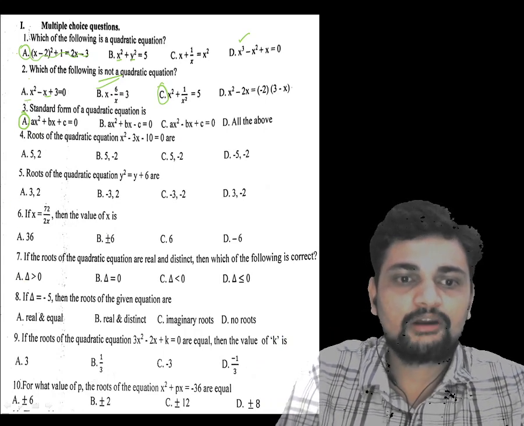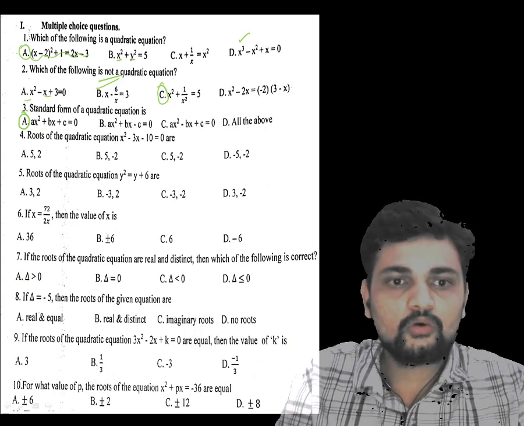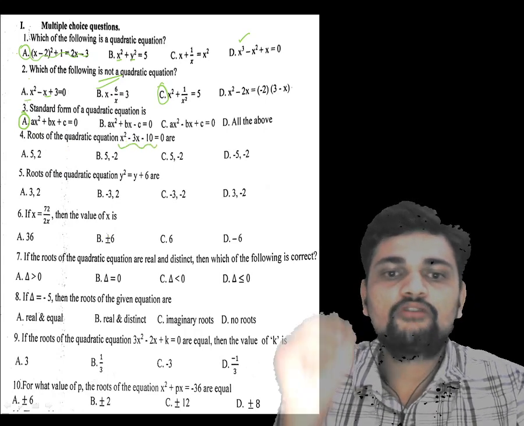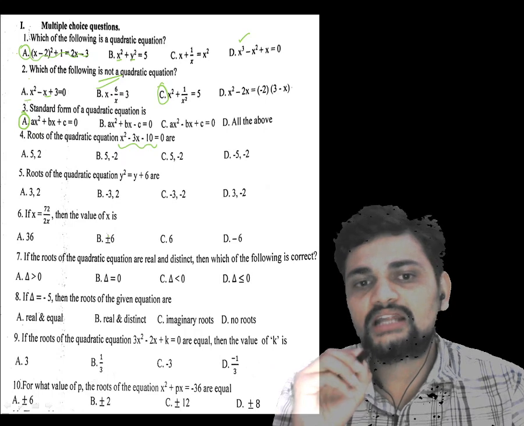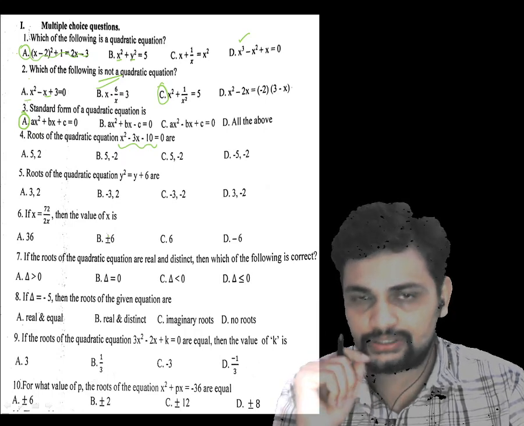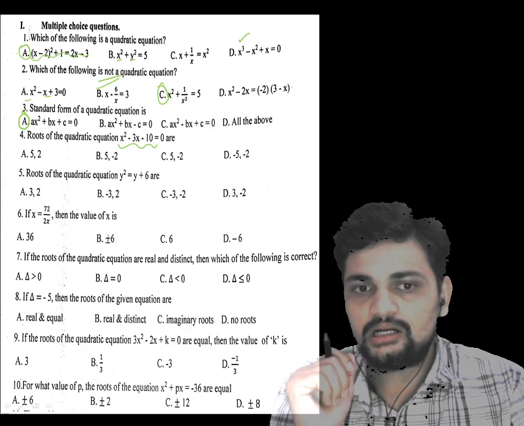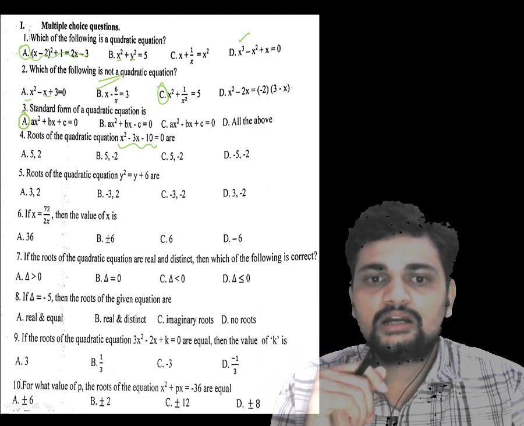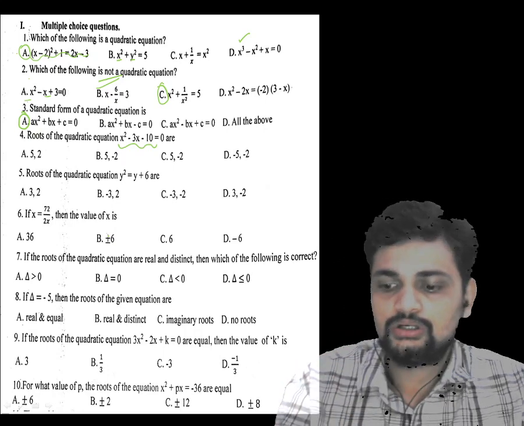Now moving to question number 4, roots of a quadratic equation. This particular equation is given, and we have to find out the roots. This quadratic equation can be solved in two ways: either by splitting the middle term or by the formula method. It looks like by splitting the middle term I can do it comfortably. So let us try.